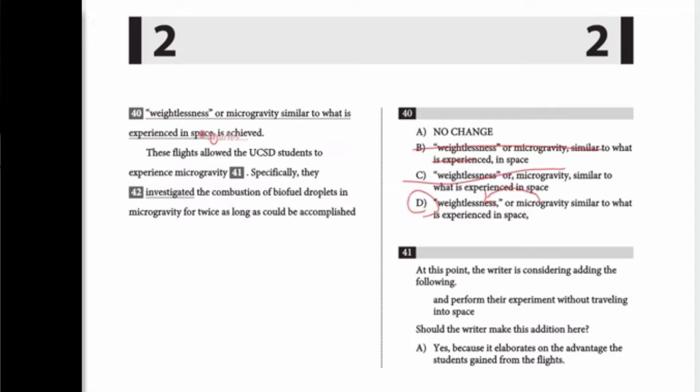So the correct answer for 40 is D. It looks like microgravity similar to that experienced in space is a positive, a dependent clause identifying the weightlessness. Okay. Moving on to 41.